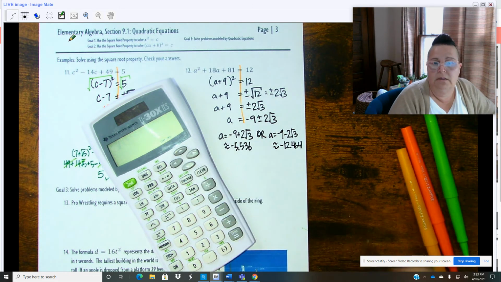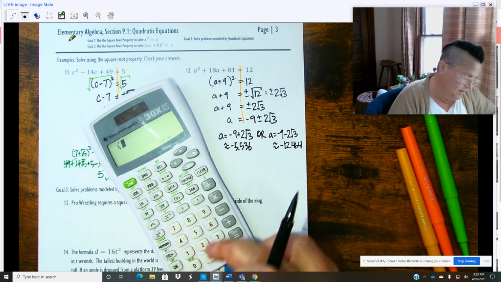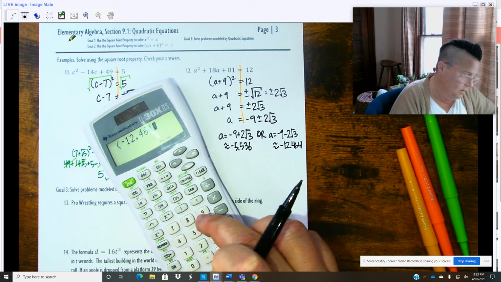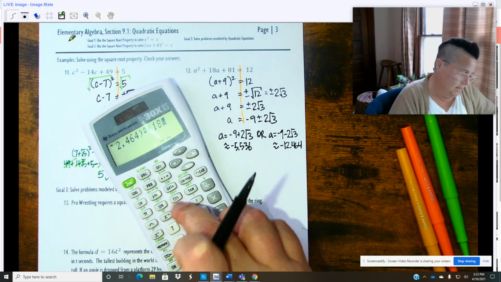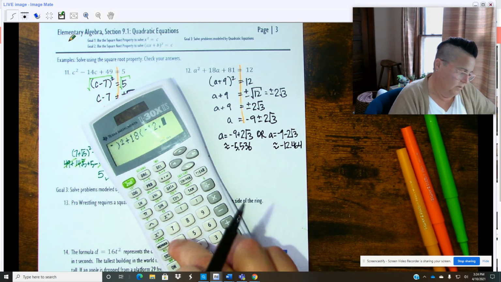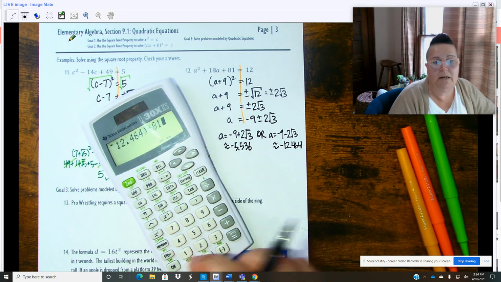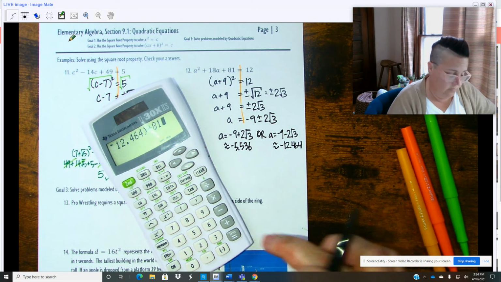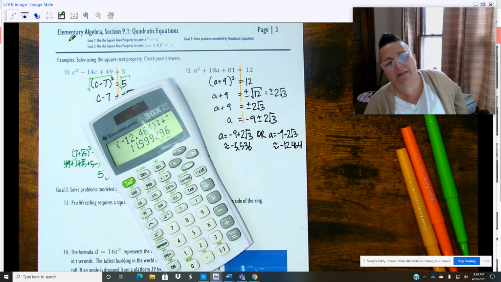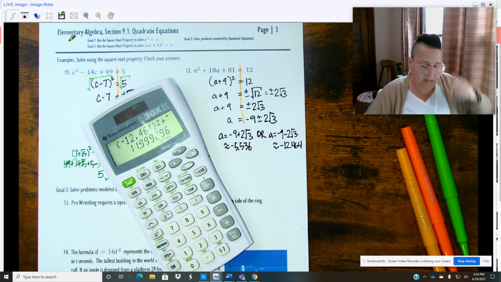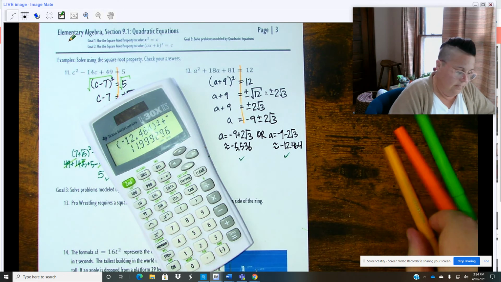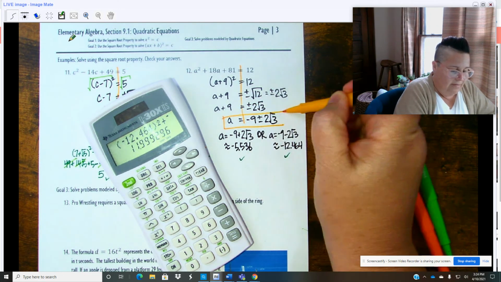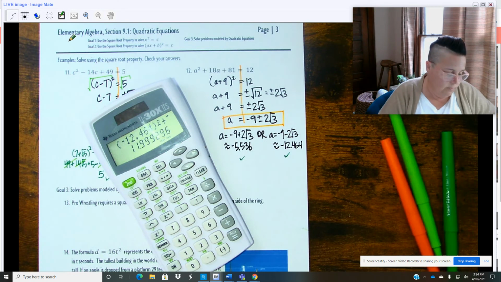Okay. So the second one is negative 12.464. So (negative 12.464) squared plus 18 times negative 12.464 plus 81. And again, I also want to get close to 12. Look at that, 11.999 again, which is essentially 12. So both of these guys checked using a calculator. And my value of a is negative 9 plus or minus 2 square roots of 3.